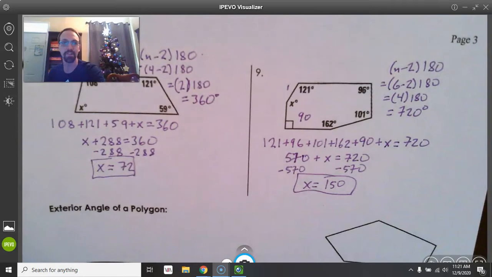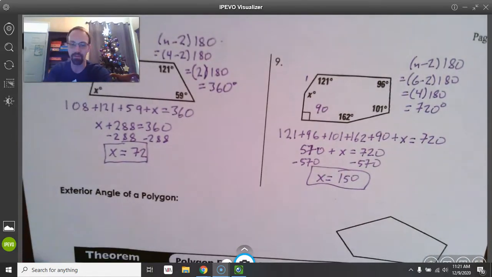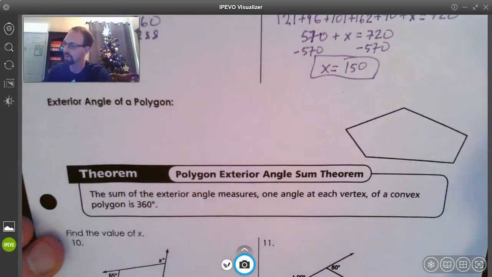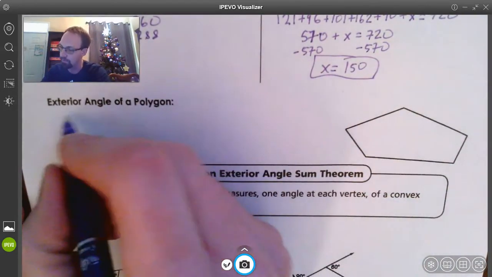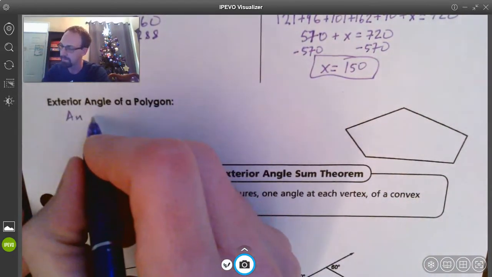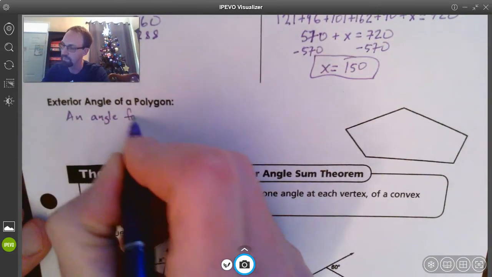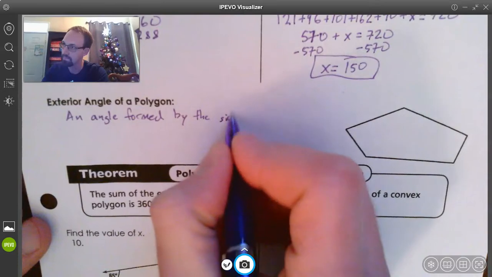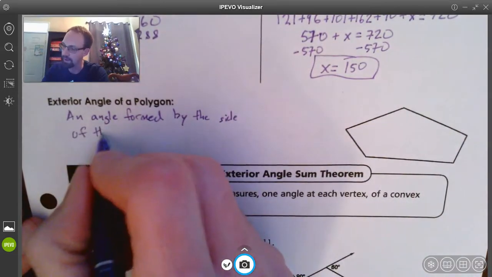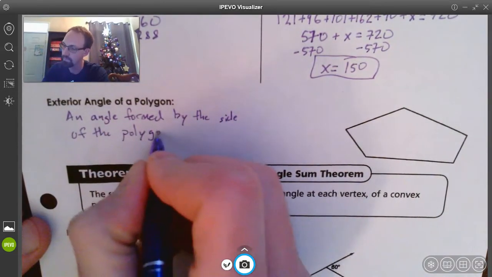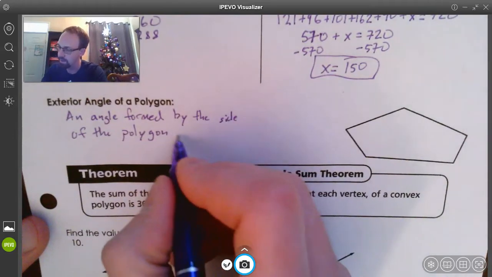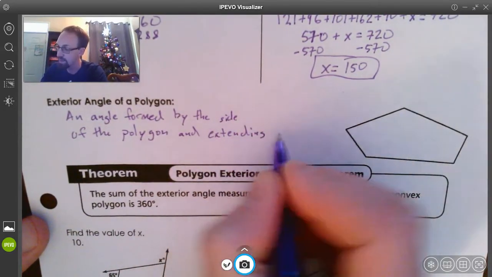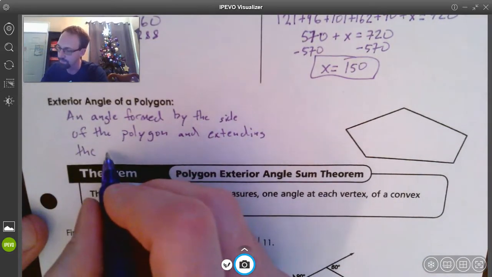Then we've talked about the interior angle measurements and how we can solve these. What I'm going to do next is talk about the exterior angle of a polygon. So an exterior angle of a polygon is an angle formed by the side of the polygon and extending the other side.